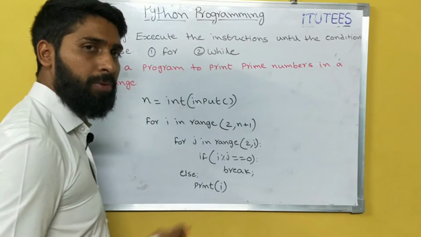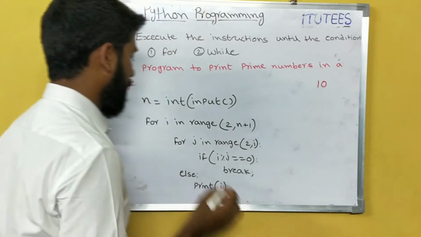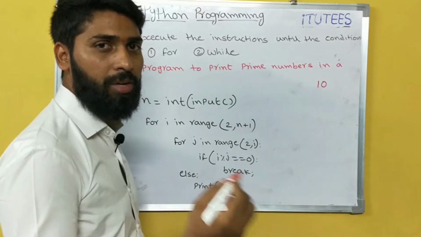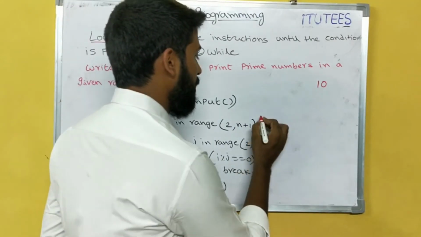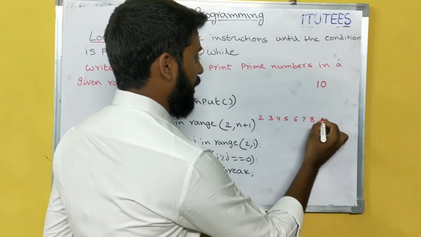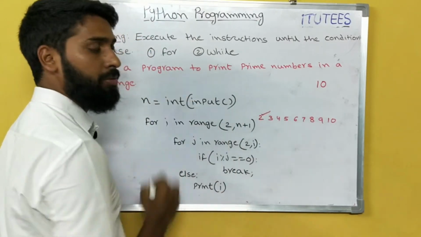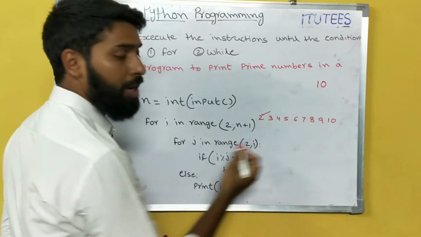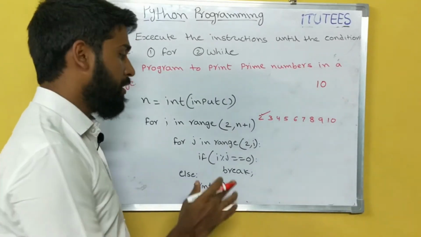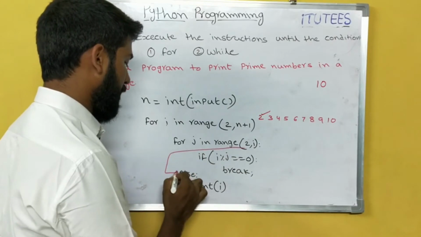The first line is n equals int of input. I entered n value equals 10. For i in range of 2 comma n plus 1, that means range of 2 comma 11. It returns the sequence 2, 3, 4, 5, 6, 7, 8, 9, 10. First the i value becomes 2. Next, for j in range of 2 comma i, that means range of 2 comma 2 means nothing, there is no sequence. So we enter into this else.